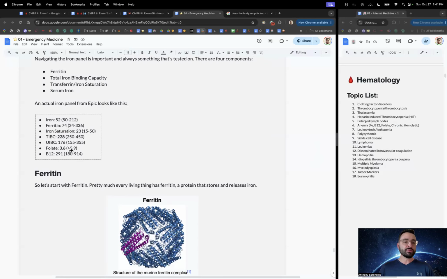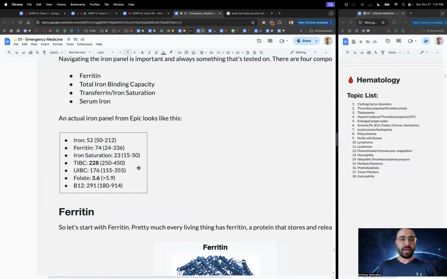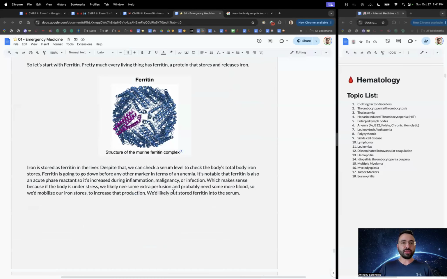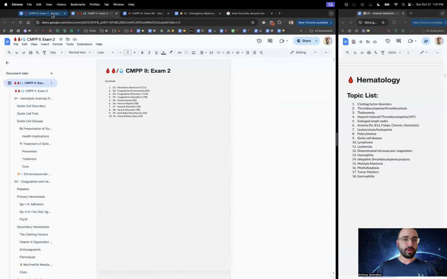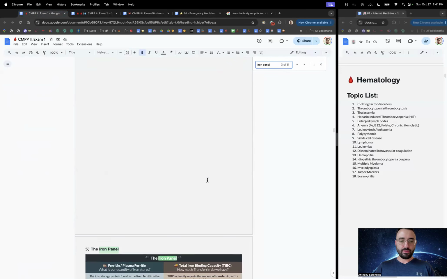But anyway, so this is what an iron panel looks like. I actually copy and pasted the text right from Epic. So iron, ferritin, iron saturation, TIBC, folate, B12. So let's kind of just talk about what these are. Where's the iron panel? Here.